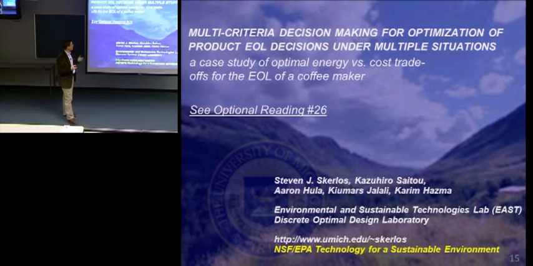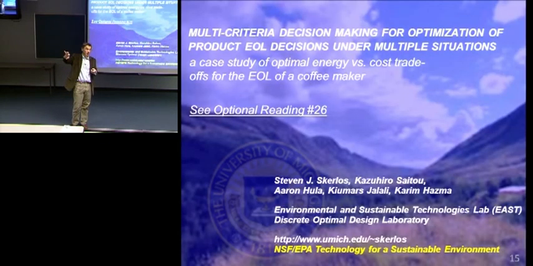And I've set this up already. We're thinking about methods to do optimal decision-making at end of life, and how to handle multiple situations. In this case study, we're thinking about a coffee maker that might be used and disposed of in Aachen, Germany. This is near the Dutch border in the west. And Ann Arbor. We're comparing the Aachen and Ann Arbor scenarios for end of life.